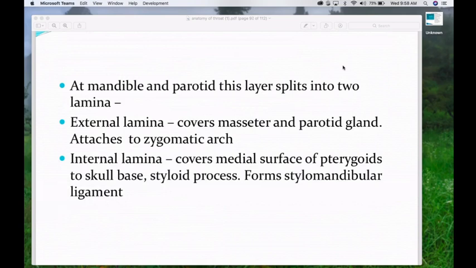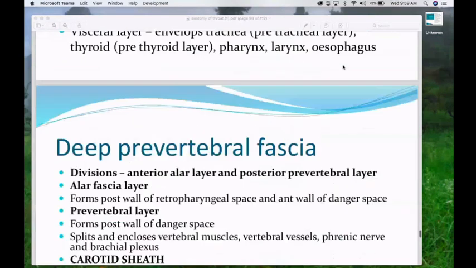At the mandible and parotid, the investing layer is split and divided into two laminae, external lamina and internal lamina. The external lamina covers the masseter and parotid gland and is attached to the zygomatic arch, and the internal lamina covers the medial surface of the pterygoid, skull base and styloid process and forms the stylomandibular ligament.